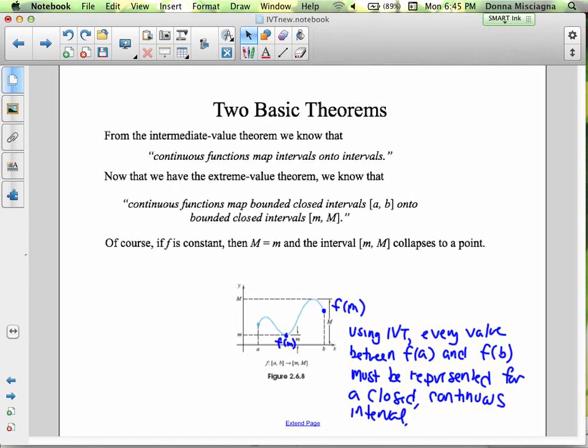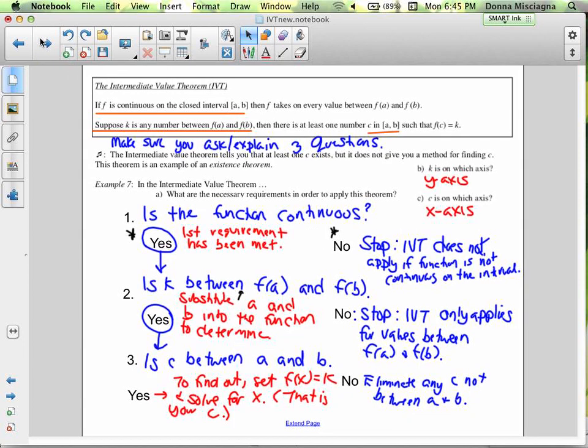So that was a little introduction to the extreme value theorem, but our focus isn't going to be on the extreme value theorem. It's actually going to be on the intermediate value theorem. All right, and so a little reminder, the intermediate value theorem, or IVT: if f is continuous on the interval [a, b], then f takes on every value between f of a and f of b. Suppose k is any number between f of a and f of b, then there is at least one number c in [a, b] such that f of c equals k.